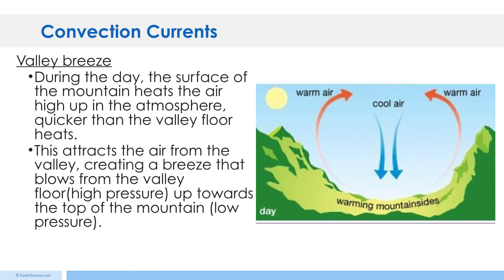So we also get convection currents caused by mountains and valleys. When you have a valley in between mountains, during the day, the surface of the mountains heats the air up higher in the atmosphere more quickly than it does down on the valley floor. So you end up with warm air up high and cool air down below. This attracts the air from the valley, creating a breeze that blows from the valley floor up to the top of the mountain. So think of it as a wind that's almost going uphill up the sides of the mountain.